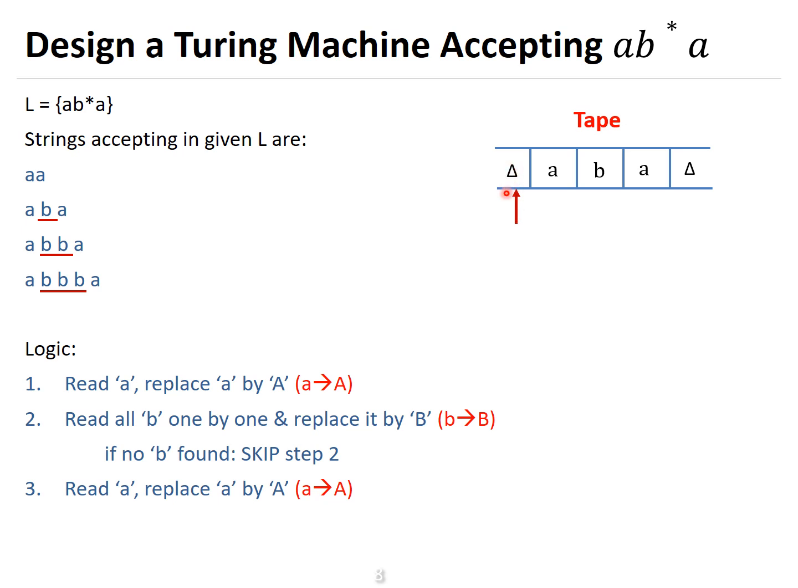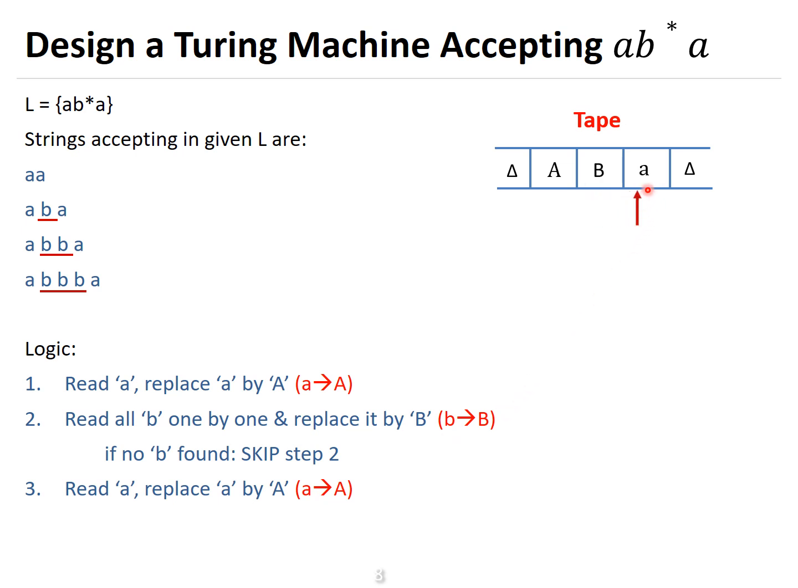So read that delta. Delta is replaced by delta. Then move one step to the right. Look at how the arrow is shifting one step to the right. So now it is A. What is the logic here? The first logic is read small a, replace small a by capital A. Now you read it and update it by capital A. You have done that. Move one step to the next symbol. Step 2 says read all B's one by one. In this case, there is only one B. You read that B, replace by capital B, and move one step to the right.